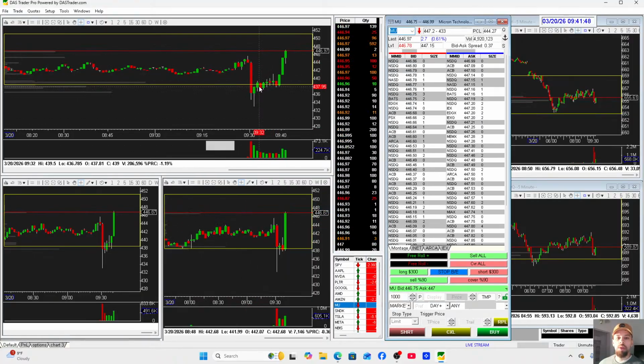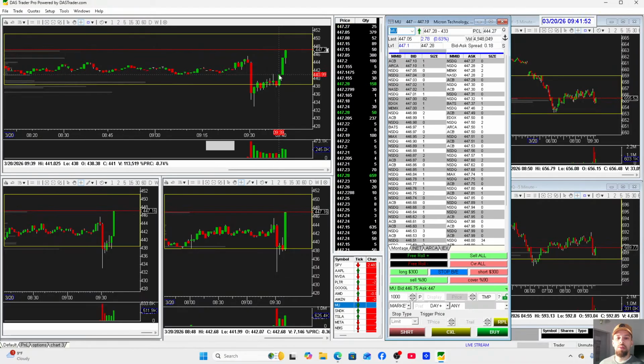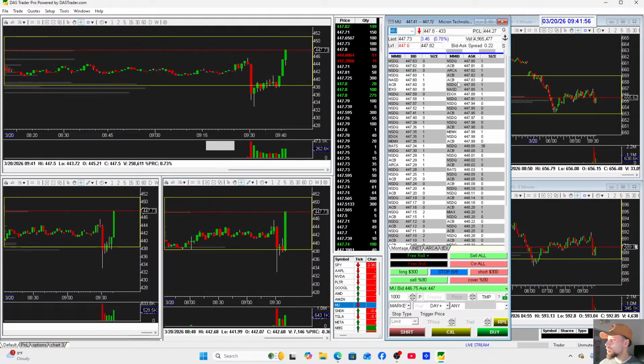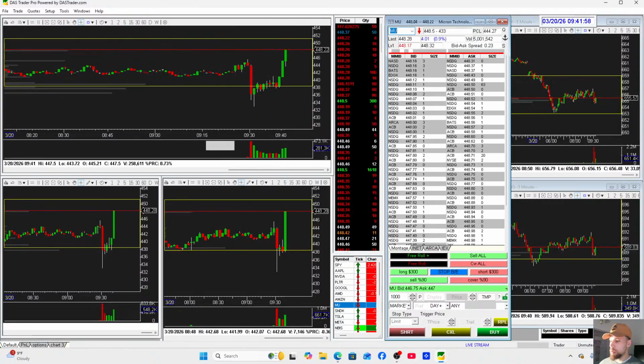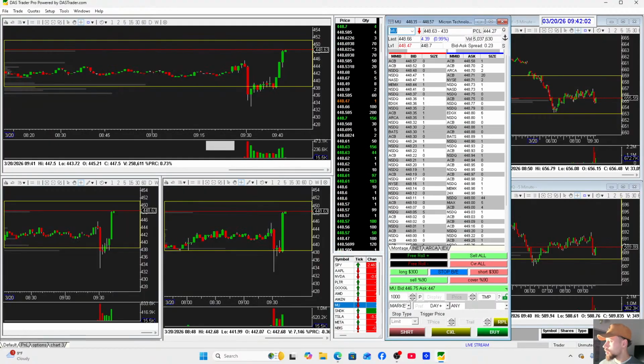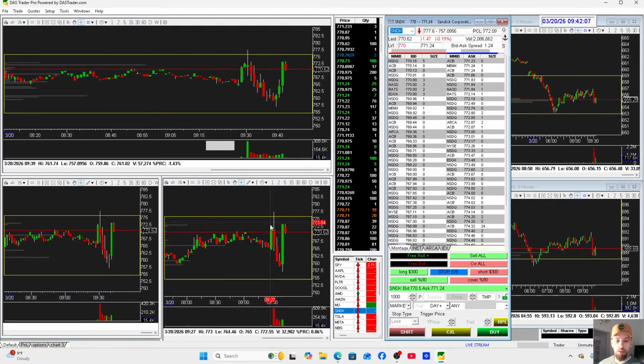Man, look at MU running that range. Would have been good to buy long right here. It seemed like a nice squeeze candle to the upside. Things are getting really bullish here. Look at SanDisk.